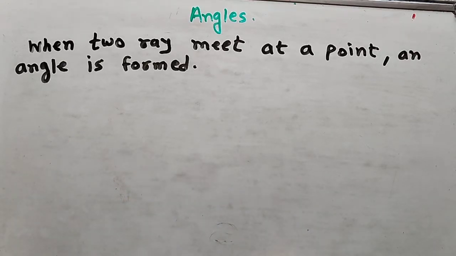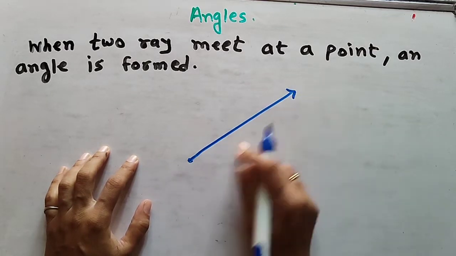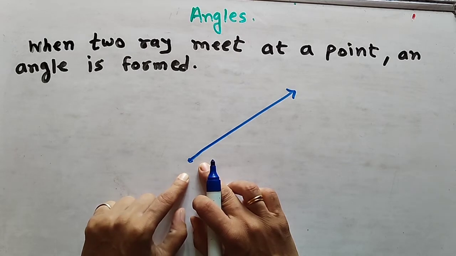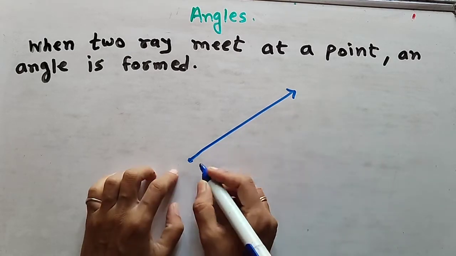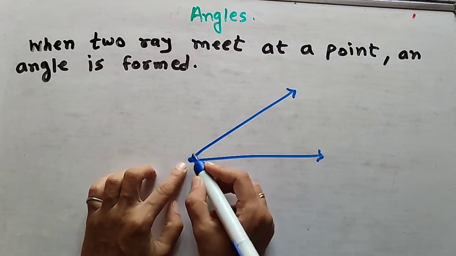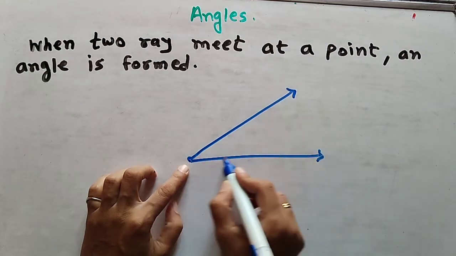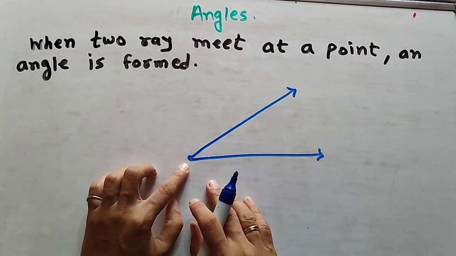Today we see the information about angles. Okay, so what is meant by angles? When two rays meet at a point, it is called an angle. Suppose this is the starting point. This ray goes this side. Okay, a ray has a starting point but no end point. This is one ray and this is the second ray. These two rays meet at a point, and then an angle is formed. This type of figure is called an angle.